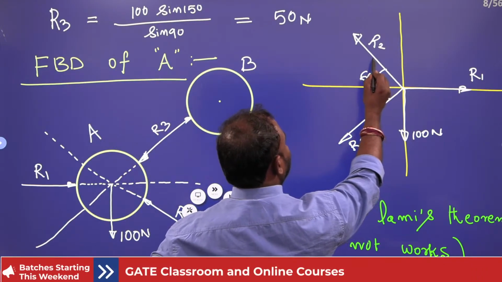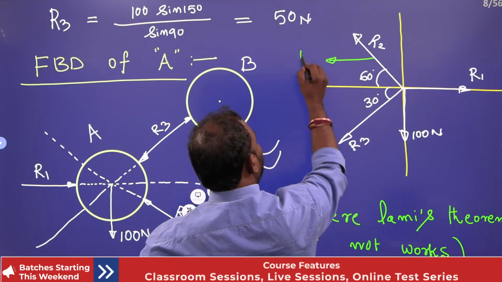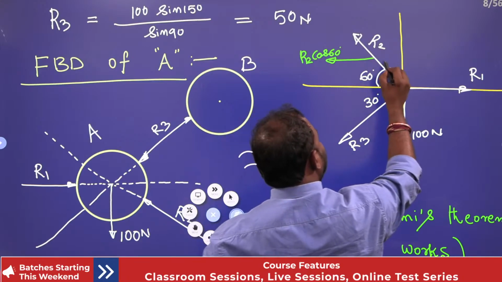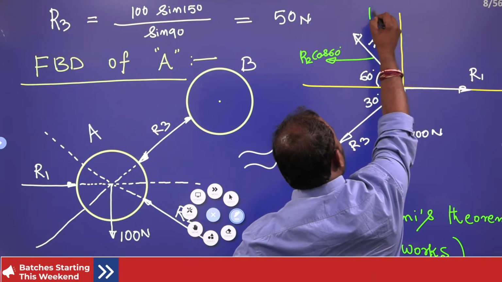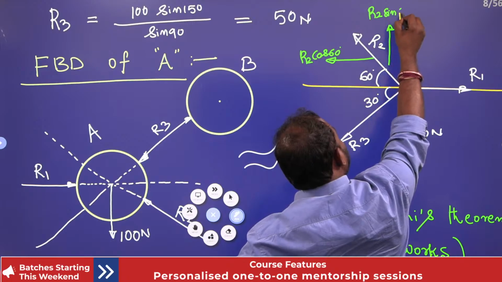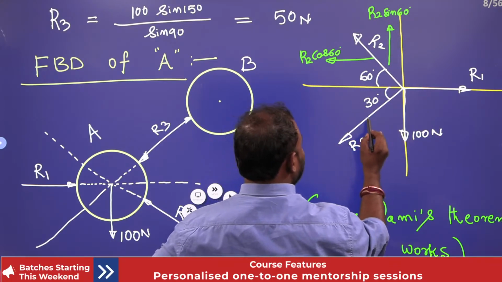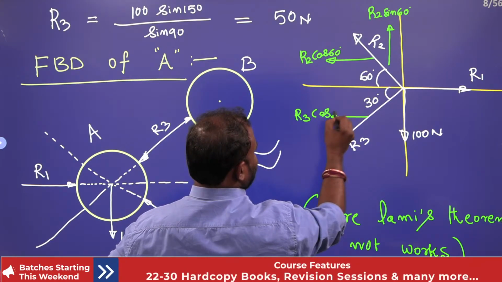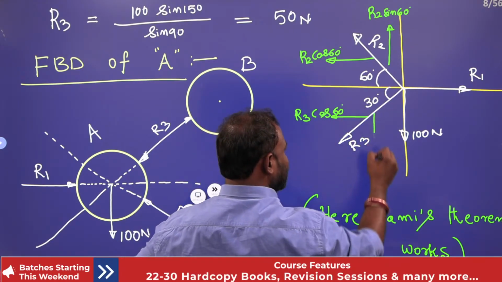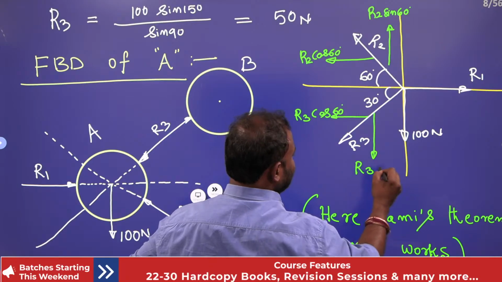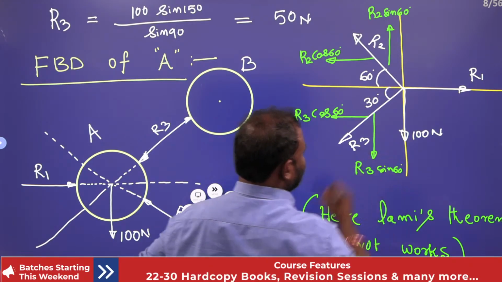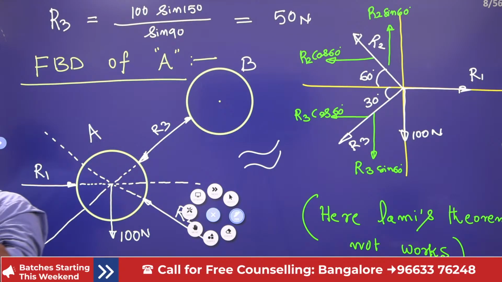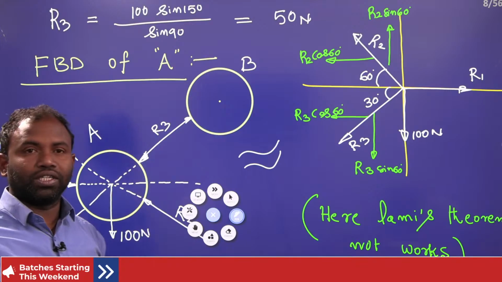Now here R2 cos 60, R2 sin 60, and R3 cos 60, and R3 sin 60. Now take sigma Fx equal to 0.